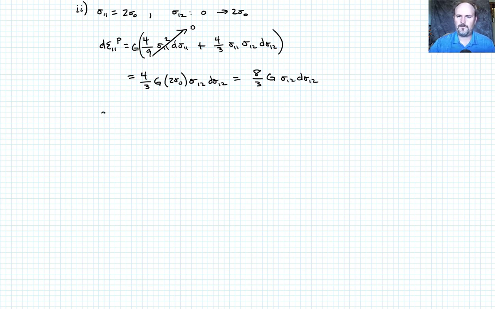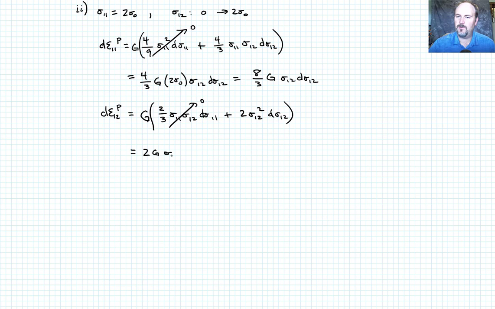Okay? Let's do the same thing for d epsilon 1,2 plastic. Okay, we have g times the quantity 2/3 sigma 1,1 sigma 1,2 d sigma 1,1 plus 2 times sigma 1,2 squared d sigma 1,2. Same argument, d sigma 1,1 for this is 0, so that goes to 0. And we're left with 2g times sigma 1,2 squared times d sigma 1,2. Okay? So now we need to integrate these.